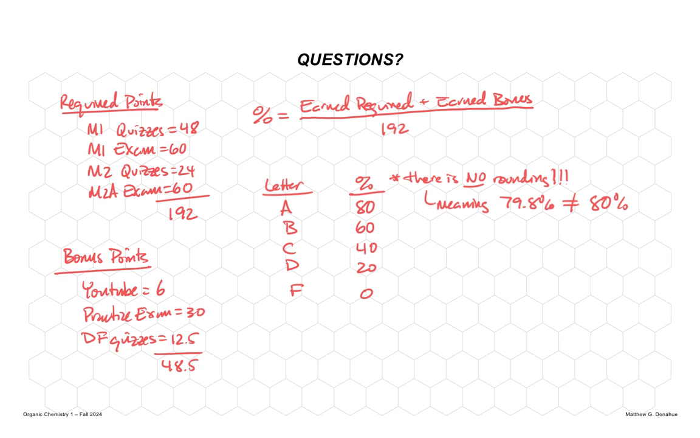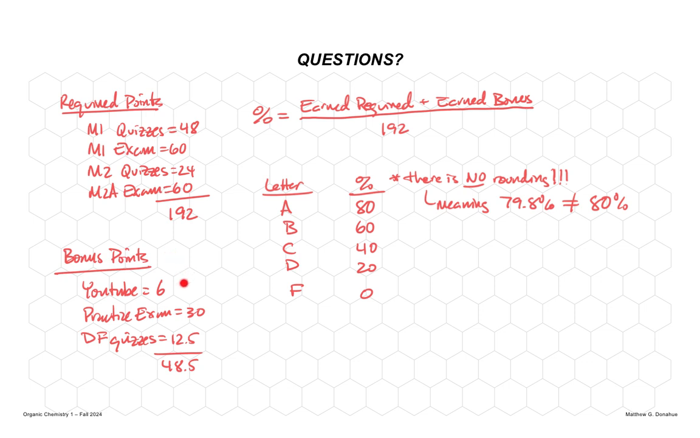So you have required course points. Under the required, your total quiz sum for Module 1 was 48 points. Module 1 exam was 60. So far for Module 2, you have 24 quiz points. And then your Module 2A exam opens today. That's worth 60. So that's 192. That's the required points. And so that goes in the denominator here when you're calculating percent.